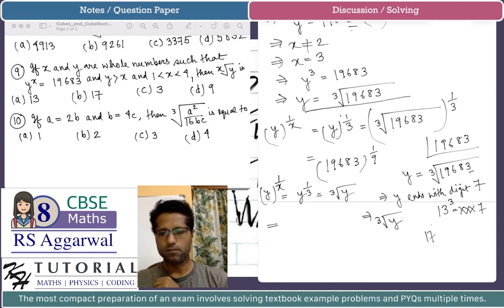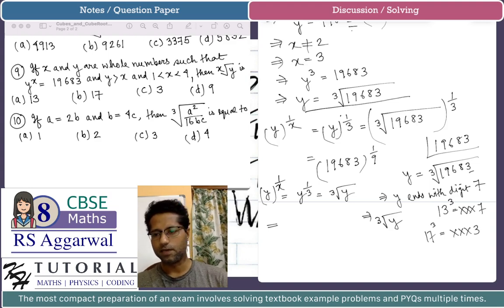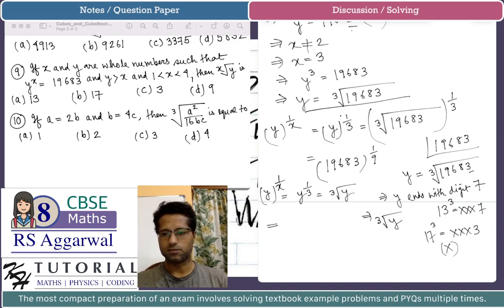17 cubed will end with the digit 3. So it cannot be the choice, because if 17 is the answer, then 17 cubed equals y, and we know that y ends with the digit 7, but 17 cubed will end with the digit 3. So this is a wrong choice.